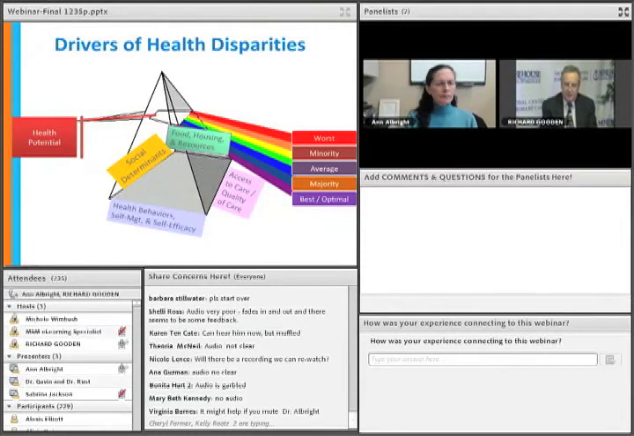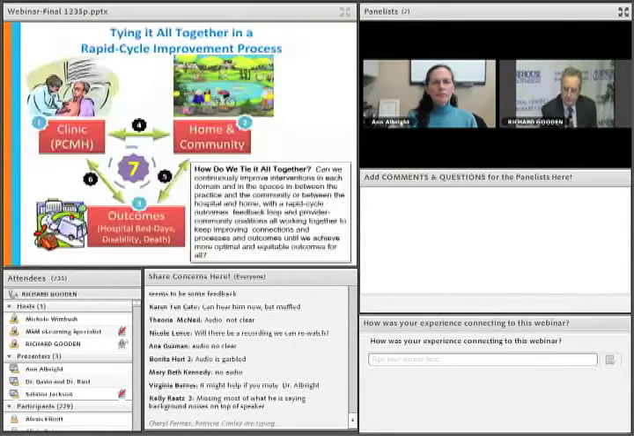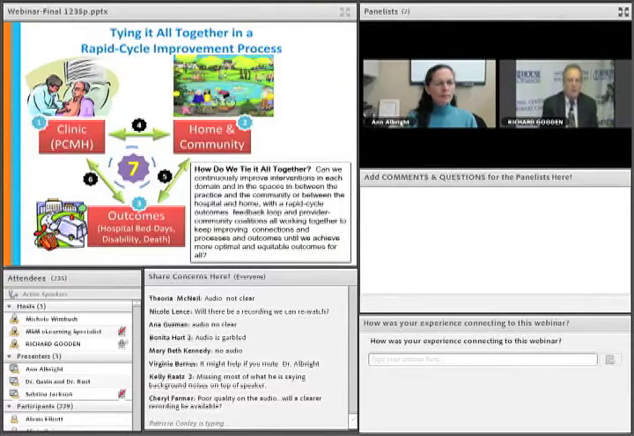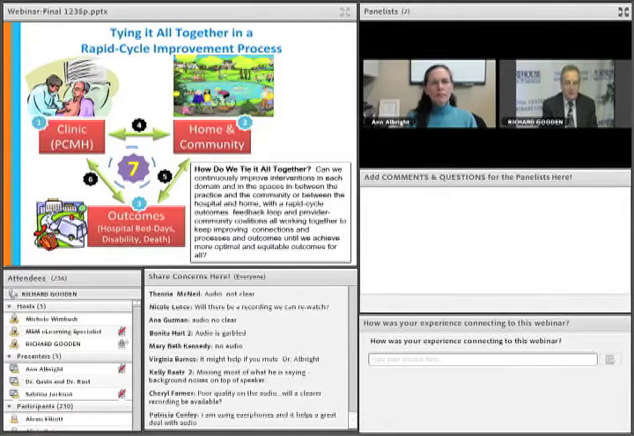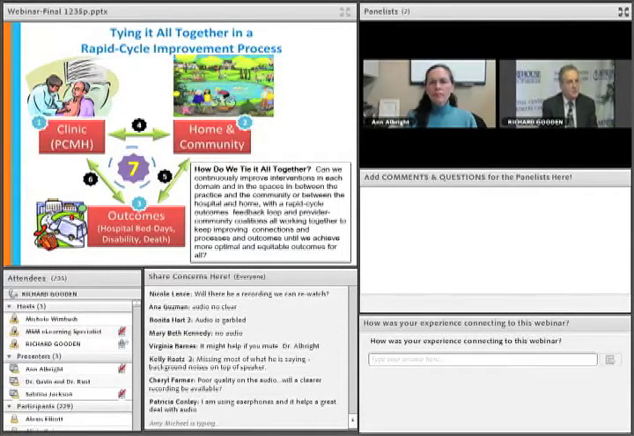So what we're going to talk about today is a fairly simple model that tries to address all of those things. You can do things in the clinic to improve outcomes and care, but you also have to do things where people live, in their homes and communities. You have to be able to tell whether what you're doing is making a difference in outcomes. We have this paradigm of a three-element model: clinic, community, and outcomes.